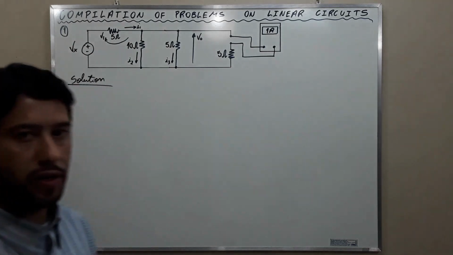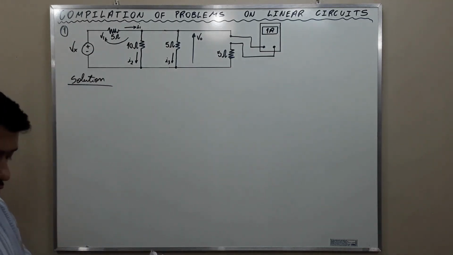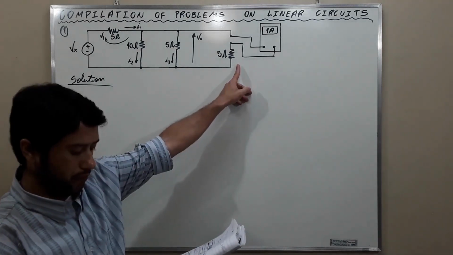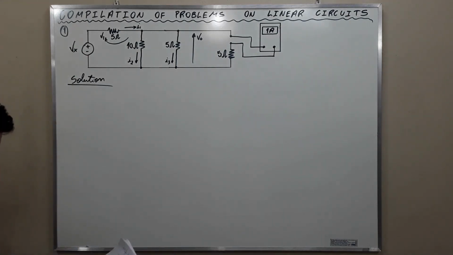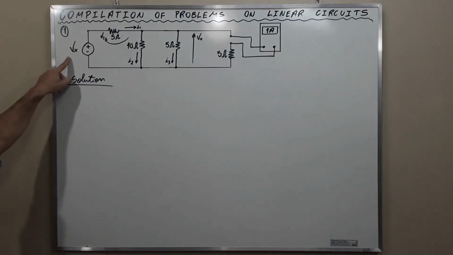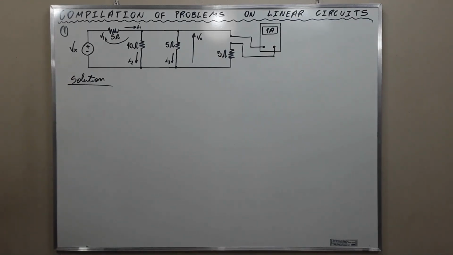A multimeter was used to measure the electric current at the rightmost branch of the circuit on the board. What is the value of Vx if the instrument displays the value of 1 amp? Okay, my friends, this is the question. Let's go to the solution.